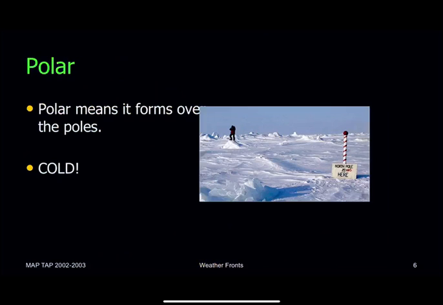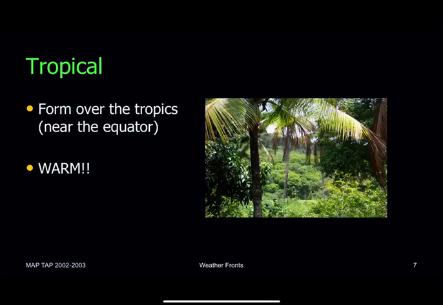Polar. Polar means it forms over the poles. North Pole, South Pole, it doesn't matter, as long as it's cold, which these air masses are. Tropical. These air masses form over the tropics, which is near the equator. Anything that forms over the equator is going to be made up of a bunch of hot air, so the air's going to be pretty warm.